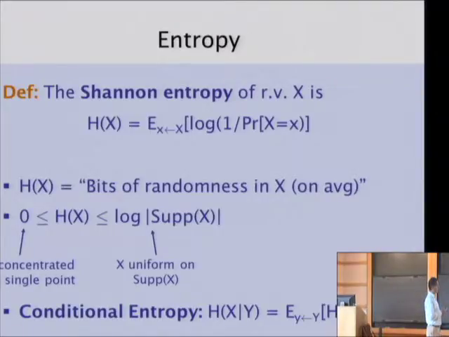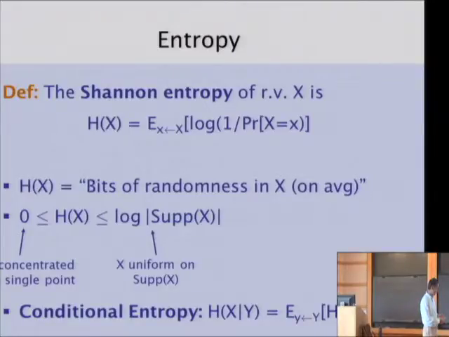So in this talk, we'll really be talking a lot about Shannon entropy, which I assume everyone's familiar with. We're talking about a discrete random variable X. You take the expectation over a random sample of X of log of 1 over the probability mass. But actually, for the purpose of the talk, if you're not familiar with entropy, just think of it as a measure of the amount of bits of randomness in the random variable X on average, right, because we're taking the average over random samples. And the entropy is sandwiched between 0, which happens if and only if X is concentrated on a single point, and log of the size of the support, which happens if and only if the random variable is uniform on its support.